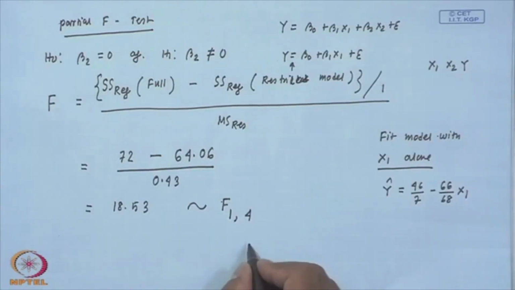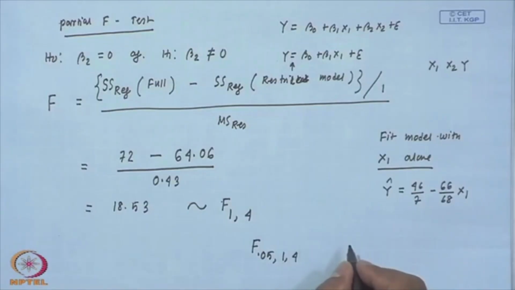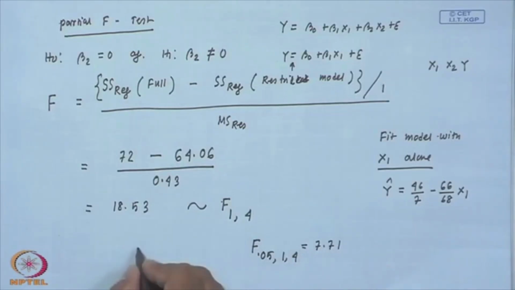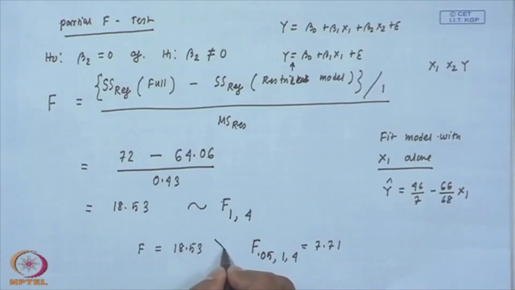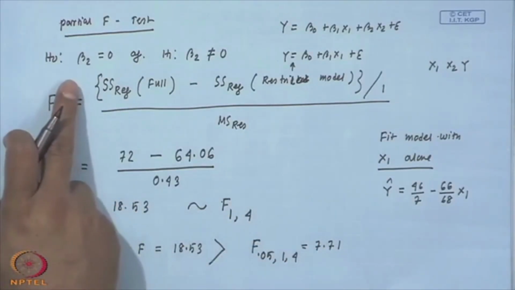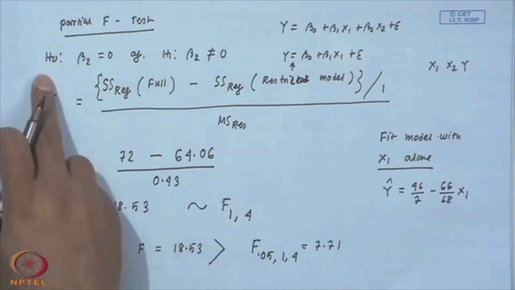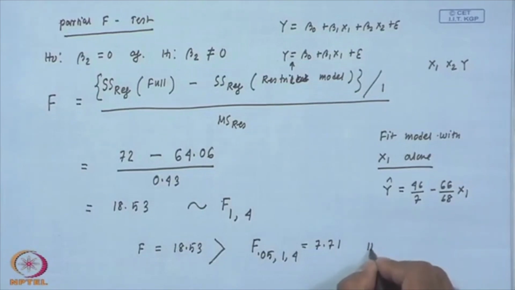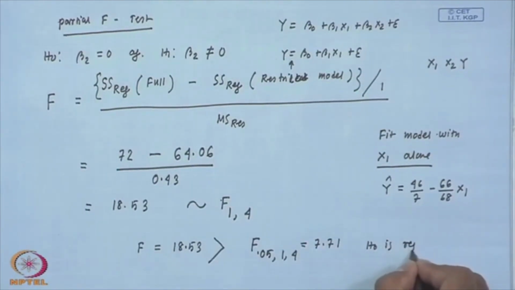Now, you find the tabulated value of F 0.05, 1, 4, that is equal to 7.71, and you have the observed value F, that is 18.53. So, this test says that yes, beta 2 is significant. This means H naught is rejected at 5% level of significance.